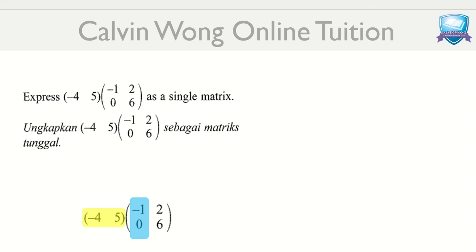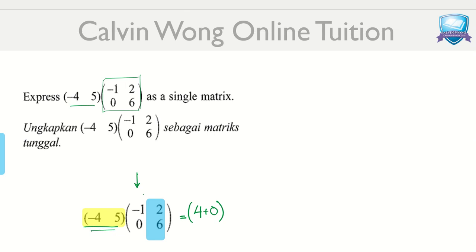Multiplication. Matrices can be multiplied, one matrix multiplied by another matrix. Let's look at this one. We have this matrix multiplied by the other matrix. What do we get? Negative 4, 5 multiplied by this one. The method is quite simple. It is the first row multiplied by the first column. So negative 4 times negative 1, that will give you 4. And then 5 times 0, you will get 0. You add together.